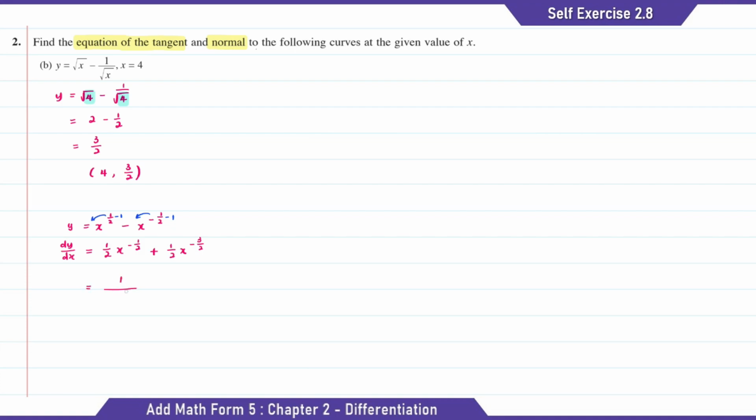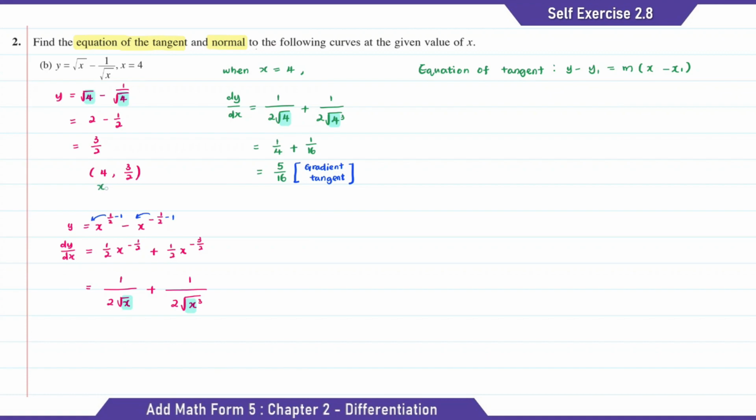This is equal to 1 over 2, x to the power of 1 over 2, plus 1 over 2, x to the power of 3 over 2. x to the power of 1 over 2, I can write this as square root of x. And for x to the power of 3 over 2, I can write this as square root of x to the power of 3. To find the gradient of tangent, substitute x equal to 4 into the dy dx. This is equal to 1 over 4 plus 1 over 16, which is equal to 5 over 16. This will be the gradient of tangent.